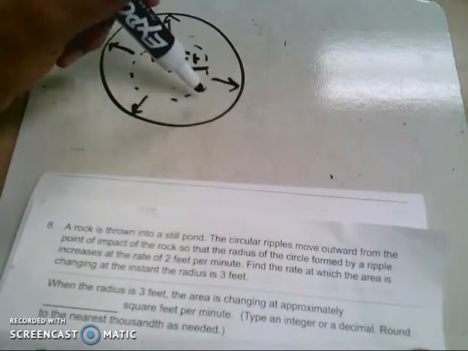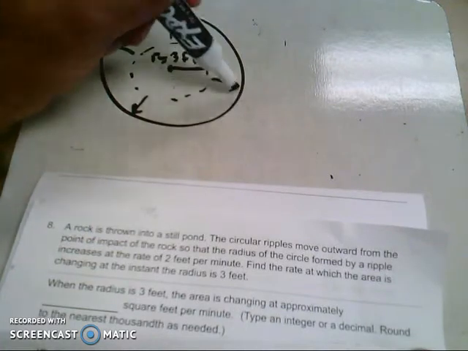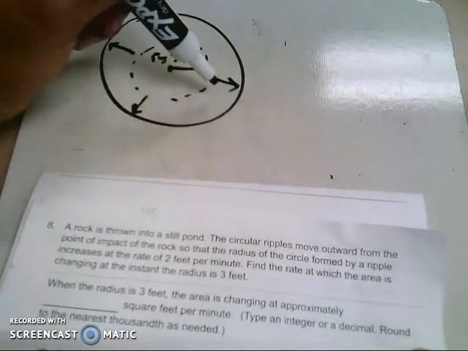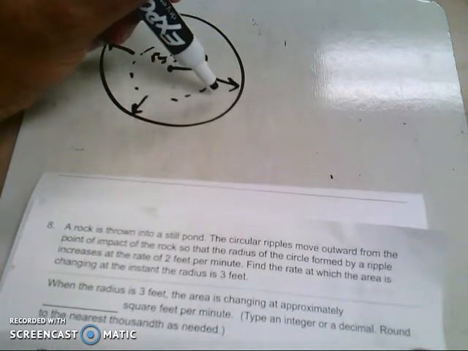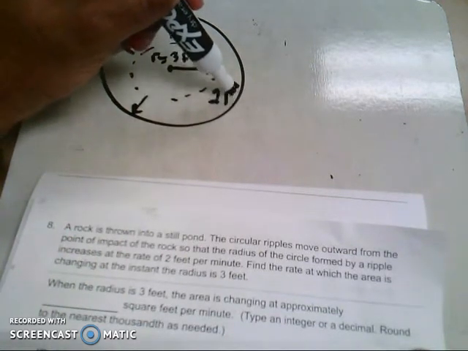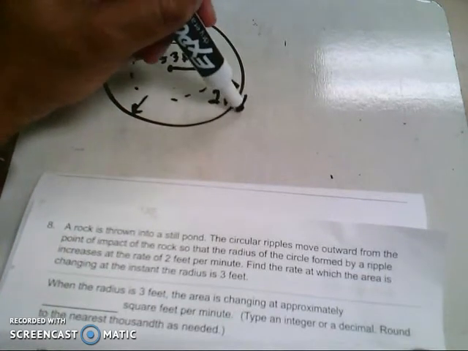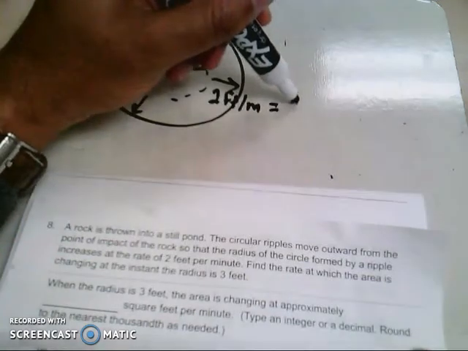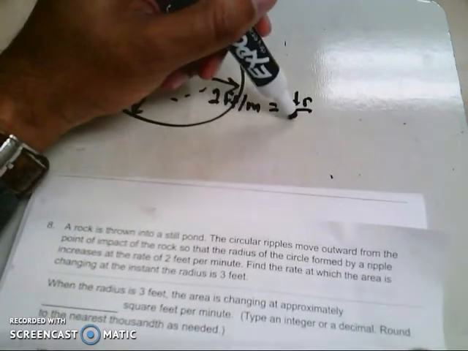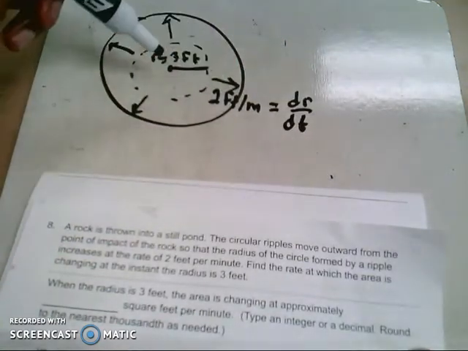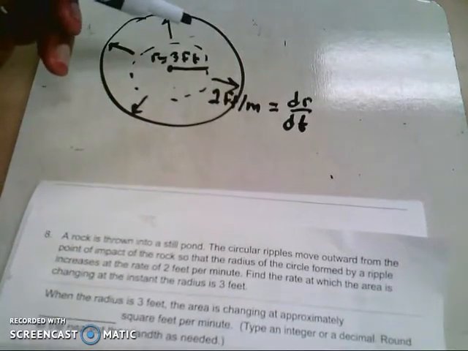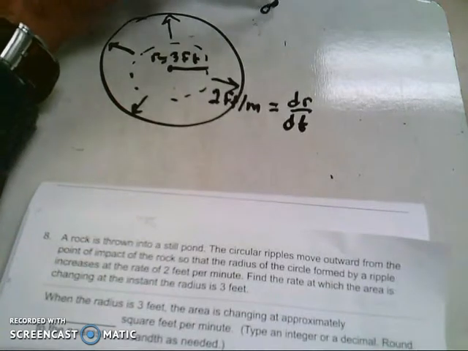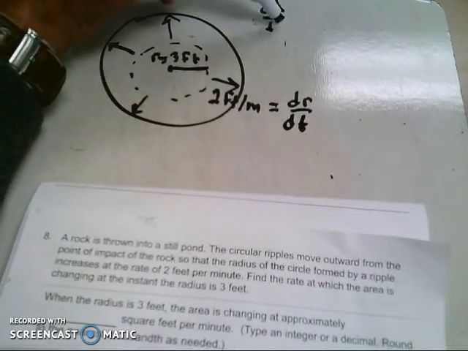And it also tells us that it's going outward. So these arrows, this ripple here is moving outward at a rate of 2 feet per minute. So that 2 feet per minute is actually dr/dt. That's the rate of change of the radius. And we are instructed to find the rate at which the area is changing. So we're looking for dA/dt.